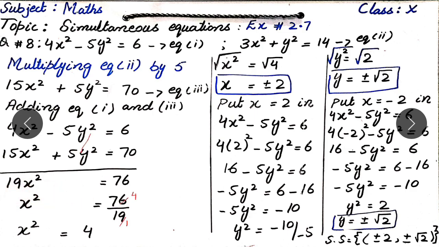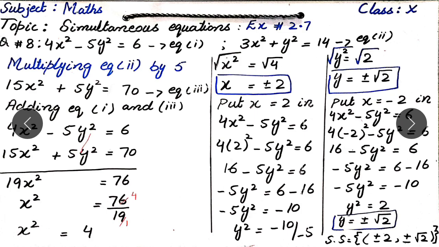So we can easily find the value of x from here by shifting 19 to the other side of the equation, and the value of x square will be 4. We need the value of x, therefore we have to eliminate the square, which can be done by taking the square root, and we will have x as plus minus 2. We have to put once x equal to 2 and once minus 2 in order to find both values of y.